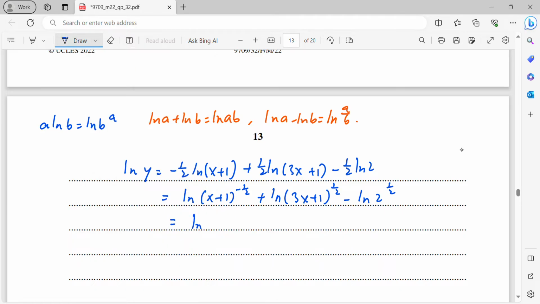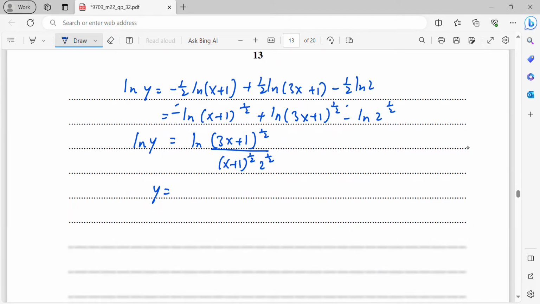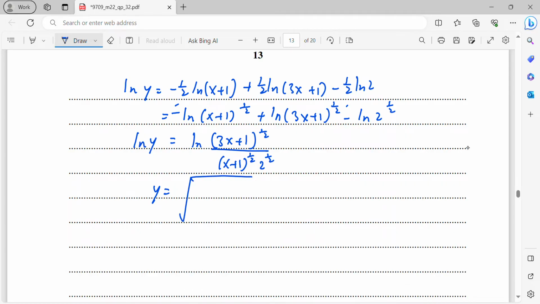So ln, okay. Now for the first one, I can just remain the minus, no problem. So that means I will get 3x plus 1 power half over, okay, because these two are minus, so it will be multiplication, but they will be at the bottom. So it will be x plus 1 power half and 2 power half. Then this is going to be my ln y. So now since you have one ln on both sides, my y is going to be square root of all of this, right? Because power half.